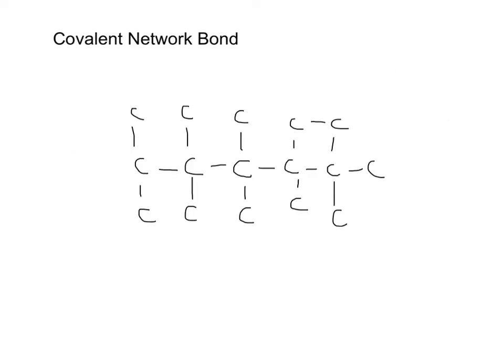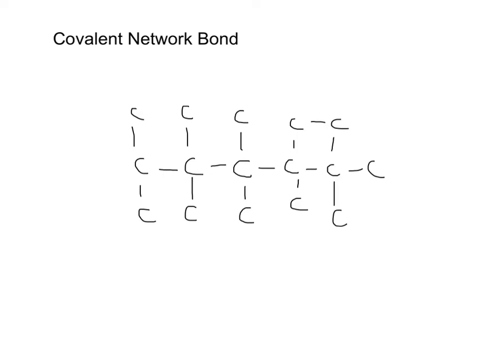So the last type of bonding we're going to talk about really isn't a different kind of bond. It's just a special case of one of the kinds of bonds. It's called a covalent network. So everybody listening to this, if we ask you what's the hardest substance known, I would guess you'd be able to say diamond. And diamond is a really good example of a covalent network bond.